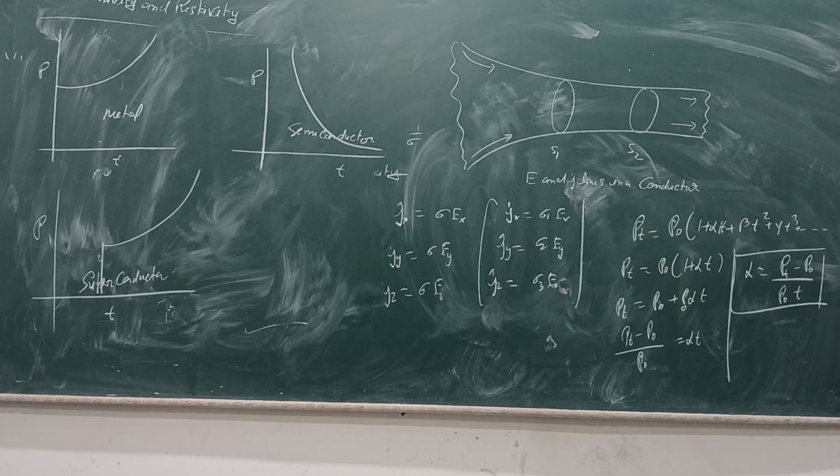The large difference in the resistivities of conductors, semiconductors and insulators is due to a large difference in the carrier concentration rather than to a difference in the mobility of the charge carriers.